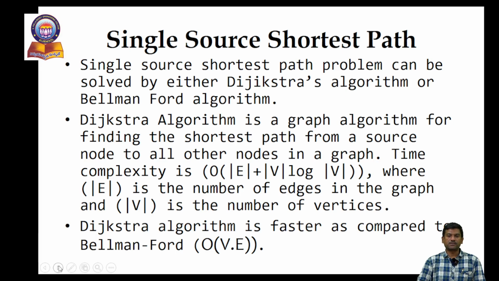Dijkstra's algorithm is quite a bit faster compared with the Bellman-Ford algorithm, because the time complexity of Dijkstra's is big O of E plus V log V, whereas the time complexity of the Bellman-Ford algorithm is big O of V times E, where V indicates the vertices and E indicates the edges.